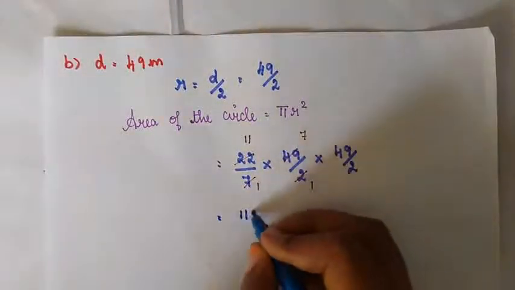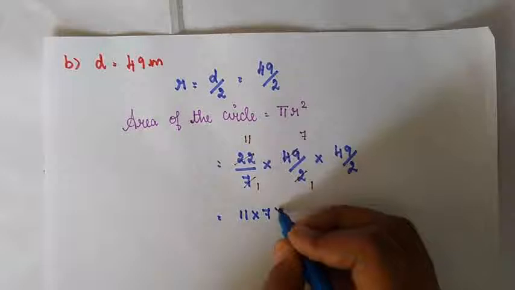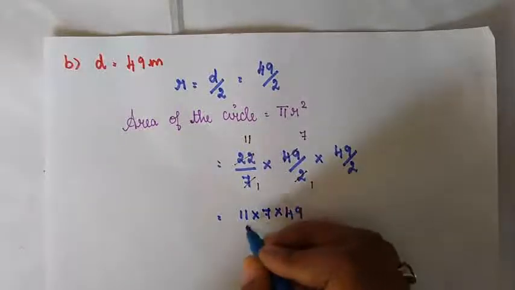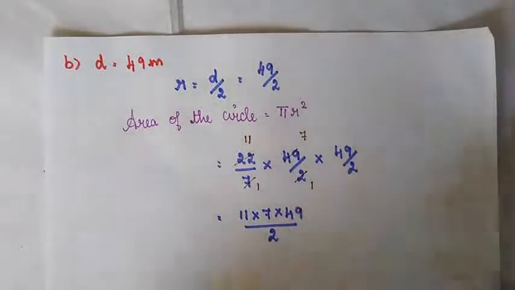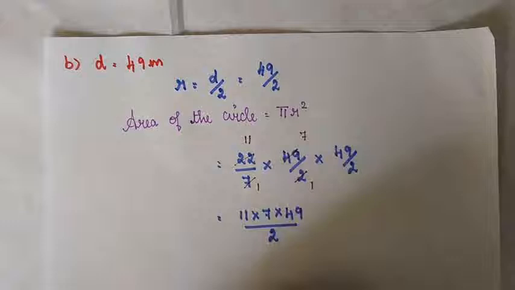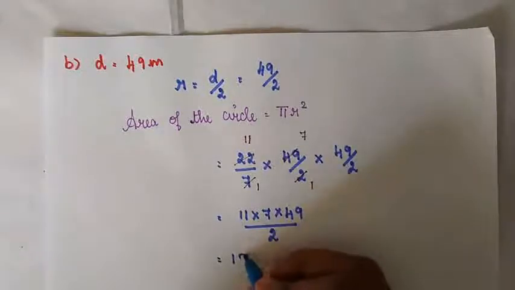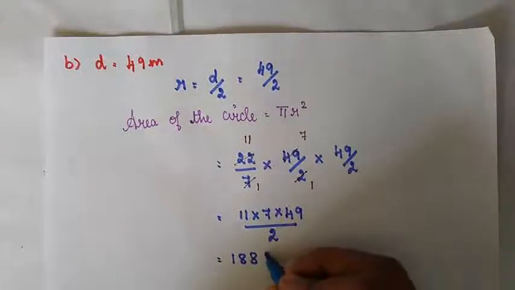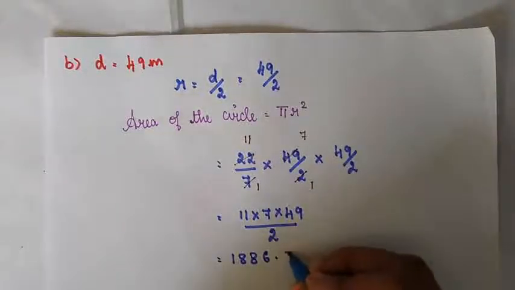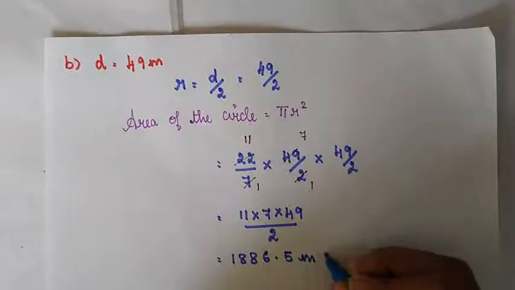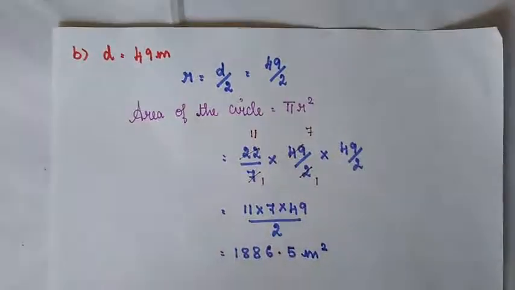We get 11 into 7 into 49 divided by 2. Now solve the equation. We get 1886.5 meters square. This is our answer. Next we have to move to question number 3.